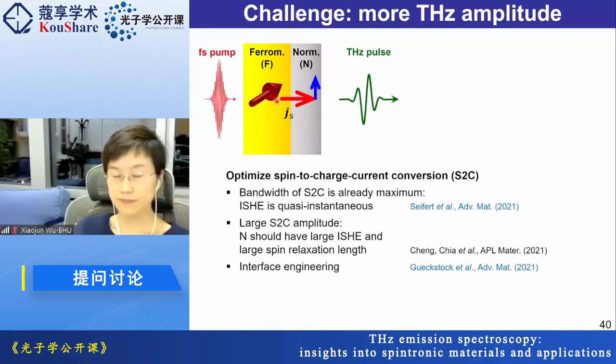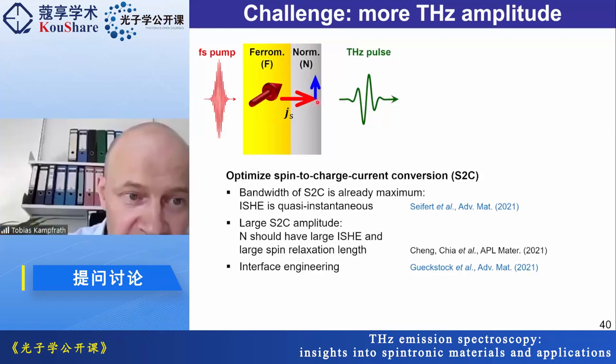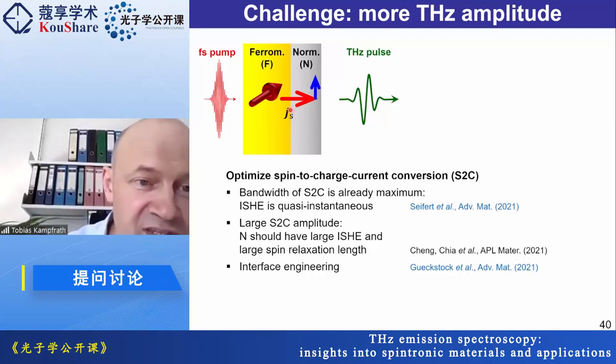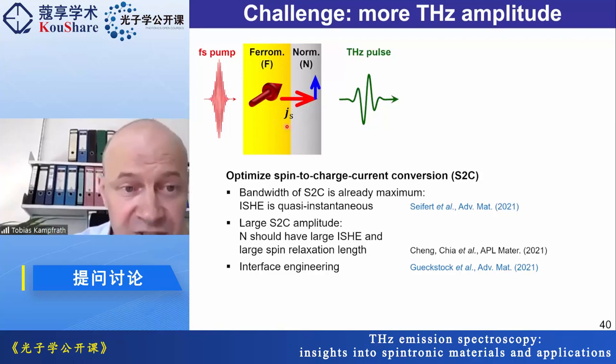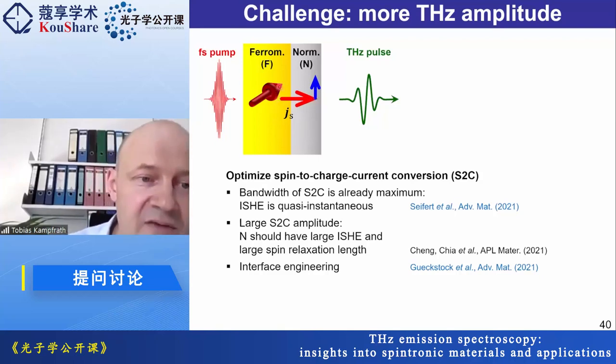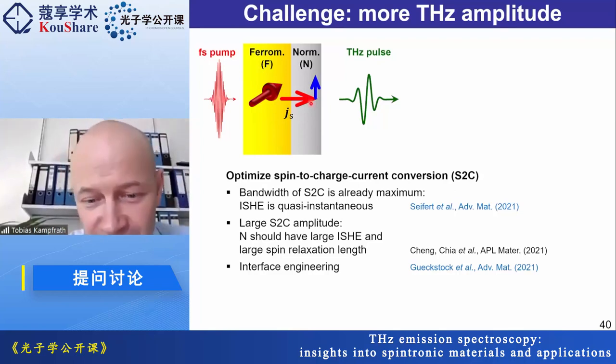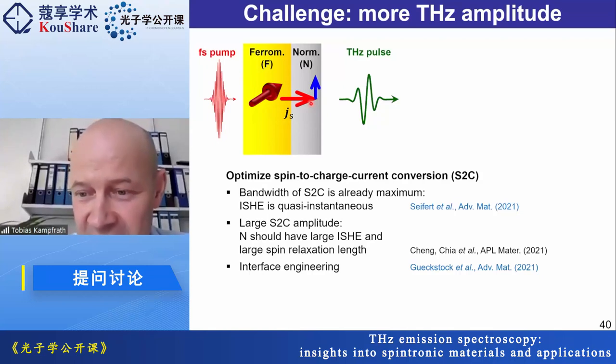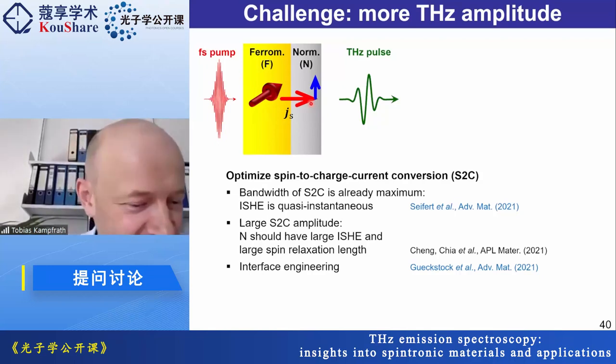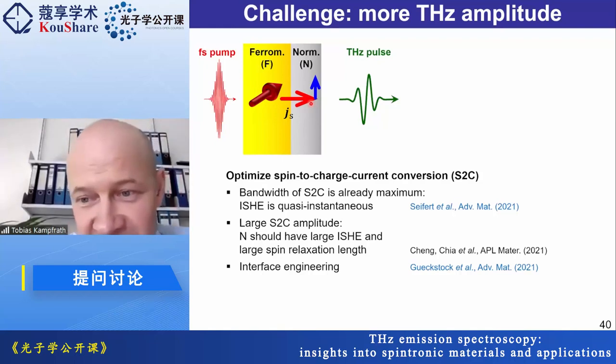So we can still get a lot more spin transport if we just know how to increase the conductivity of the interface, or decrease the resistivity of the interface. If this is possible, we can get more spin current into the non-magnetic layer and therefore more terahertz emission amplitude. So this is the task for the future: make the interface more conductive. At the moment, I don't know how, but I guess there will be solutions because more groups are working on this.